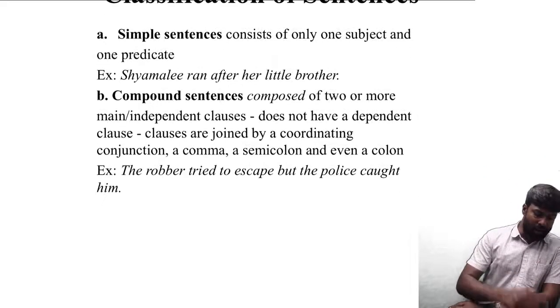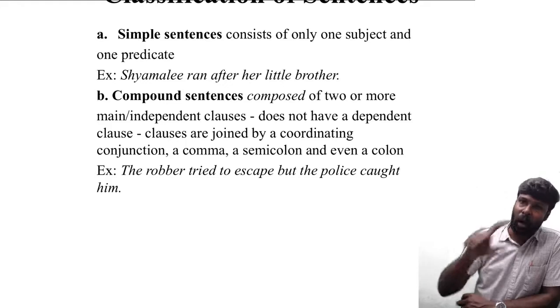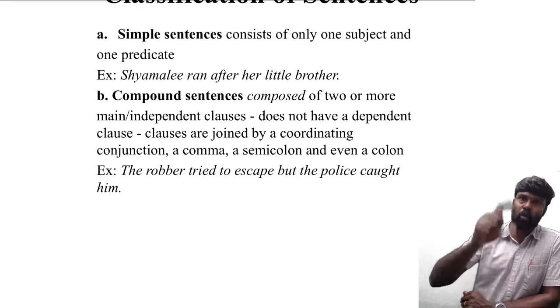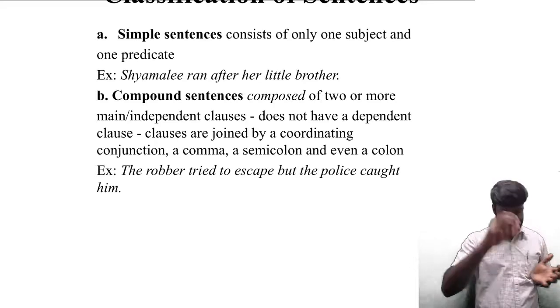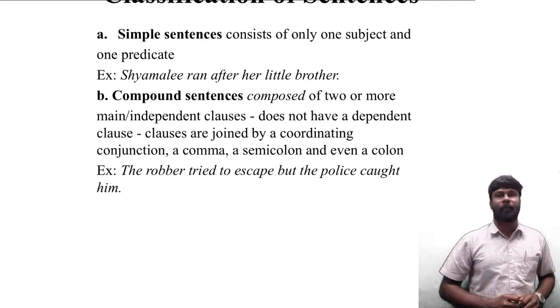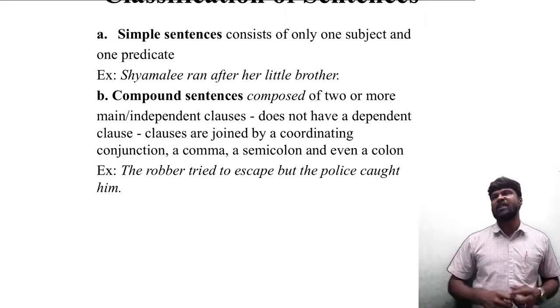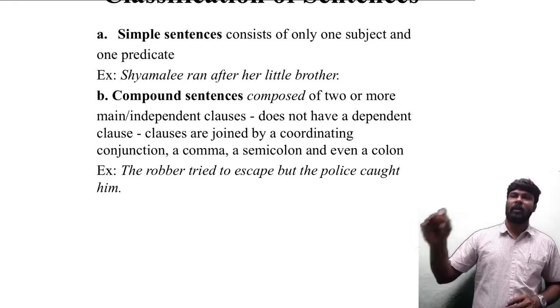Okay. The second one is a compound sentence. Now the compound sentence is two main clauses. There is no subordinate clause here, mind you. Two main clauses. Independently, when you write both the sentences, it must make sense. Like I said, the robber tried to escape, full stop. The second sentence, the police caught him. So when you join both the sentences, which are complete sentences, using a coordinating conjunction, but, it becomes a compound sentence. The example is, the robber tried to escape but the police caught him.